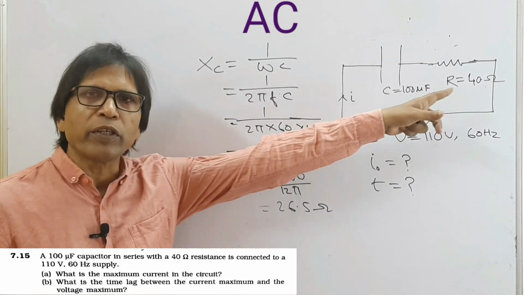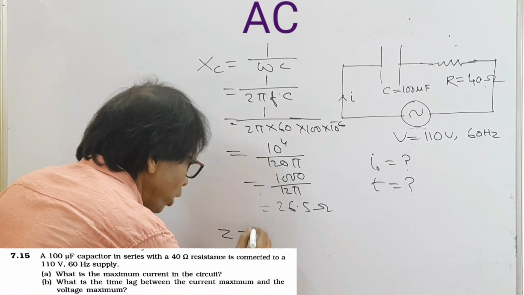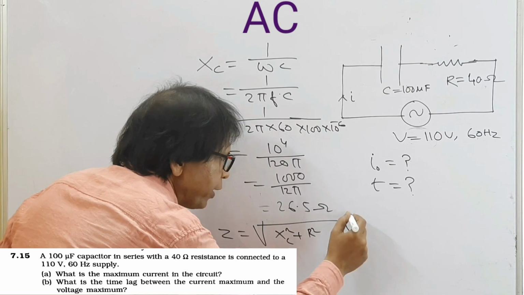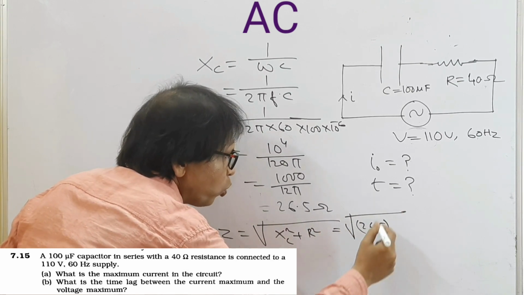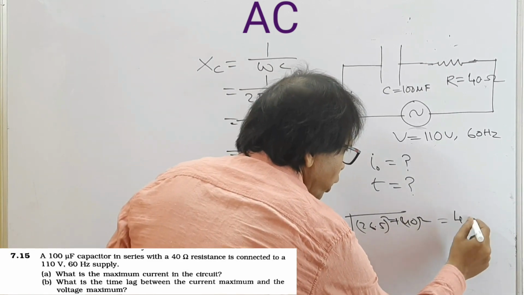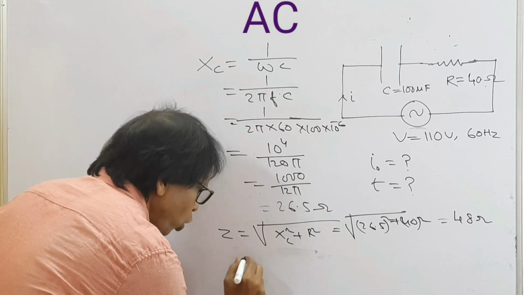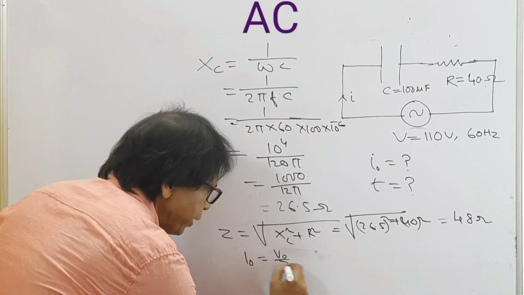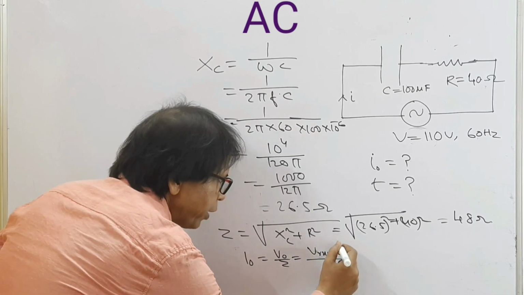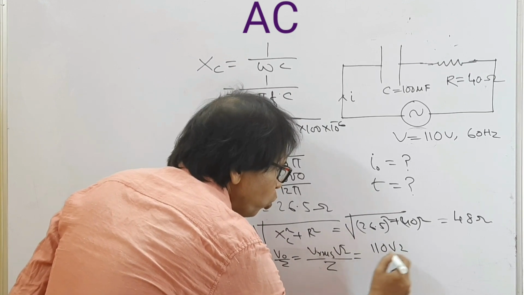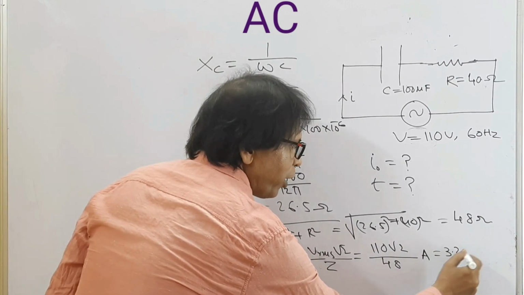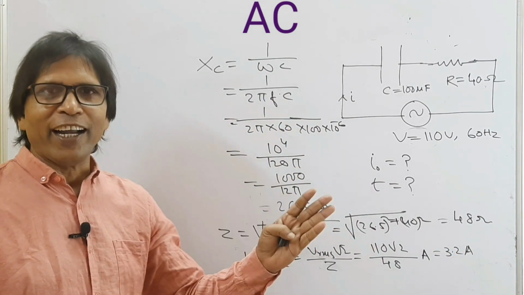Okay. Now we have to calculate Z. Now Z equal to root under of X square plus R square. So look at this. This is 26.5 whole square and 40 square. This is almost 48 ohm. Okay. Now look at this, I naught equal to V naught by Z. Now V naught equal to V RMS into root 2, divided by Z. This is 110 root 2 divided by 48 ampere. This is 3.2 ampere, the peak current.